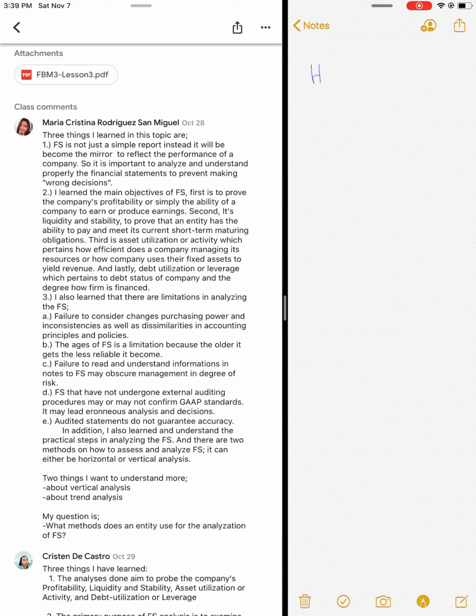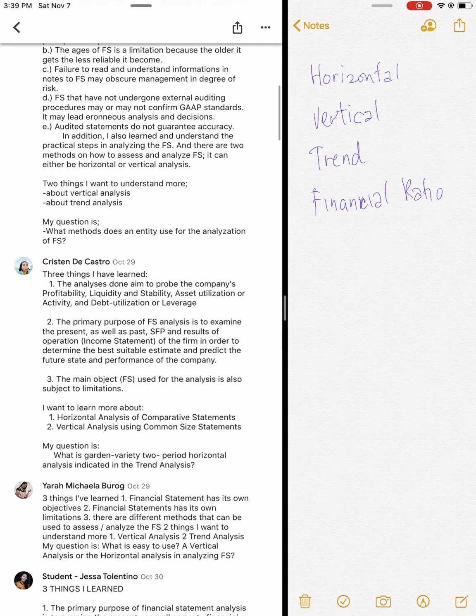So for purposes of academic discussions, we identified horizontal analysis. We also have our vertical analysis, we have our trend analysis or trend ratio, and we have our financial ratio. So these are among the analyses being done on our financial statements.